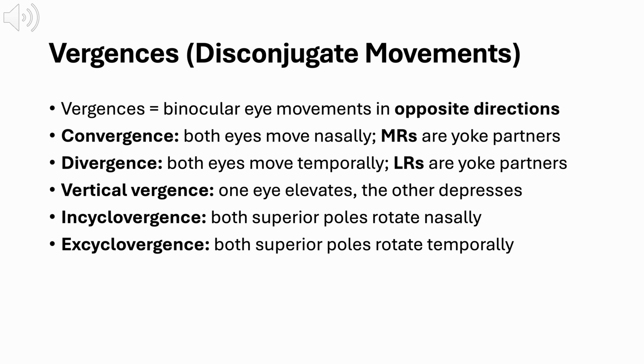In encyclovergence, both superior poles rotate nasally. In excyclovergence, both superior poles rotate temporally. Unlike versions, vergences are not governed by yoke muscles moving the eyes together, but by coordinated opposing movements to maintain binocular alignment.